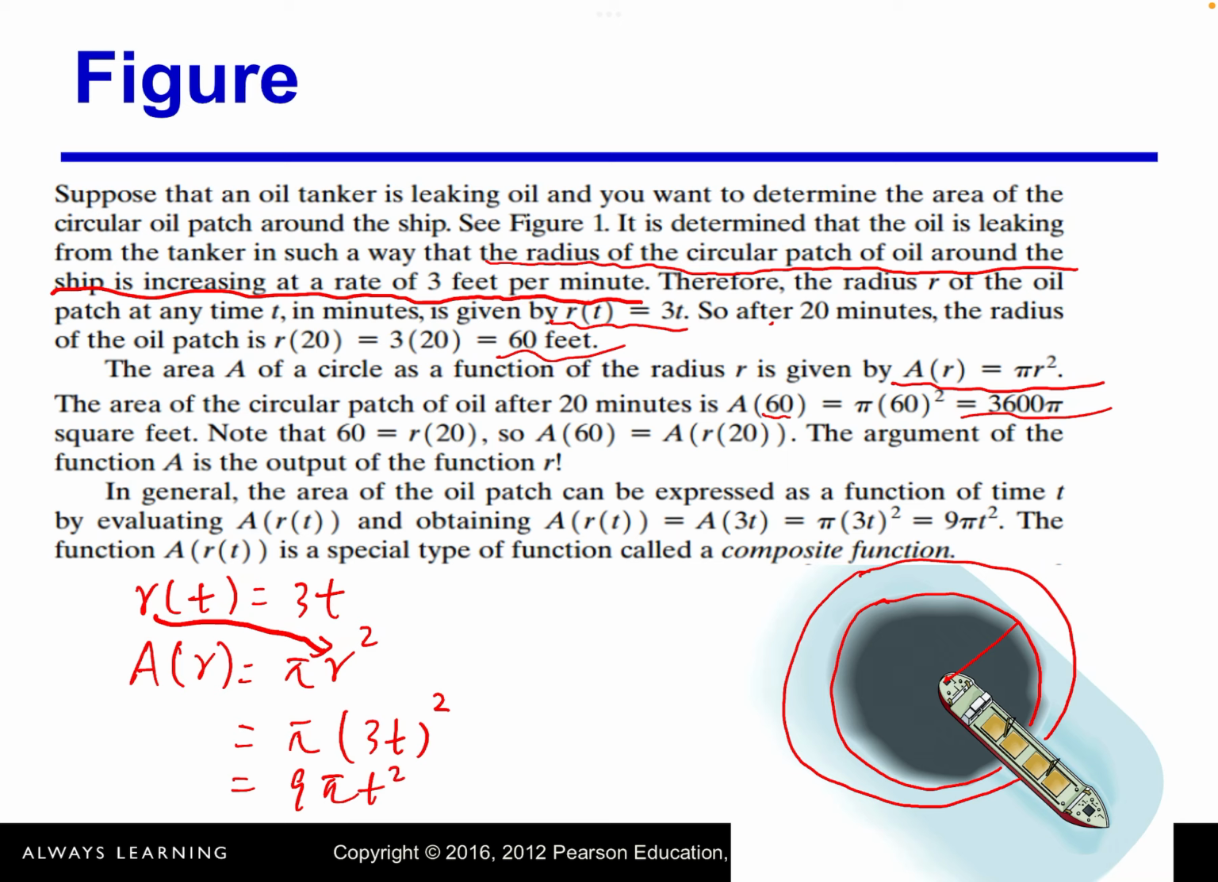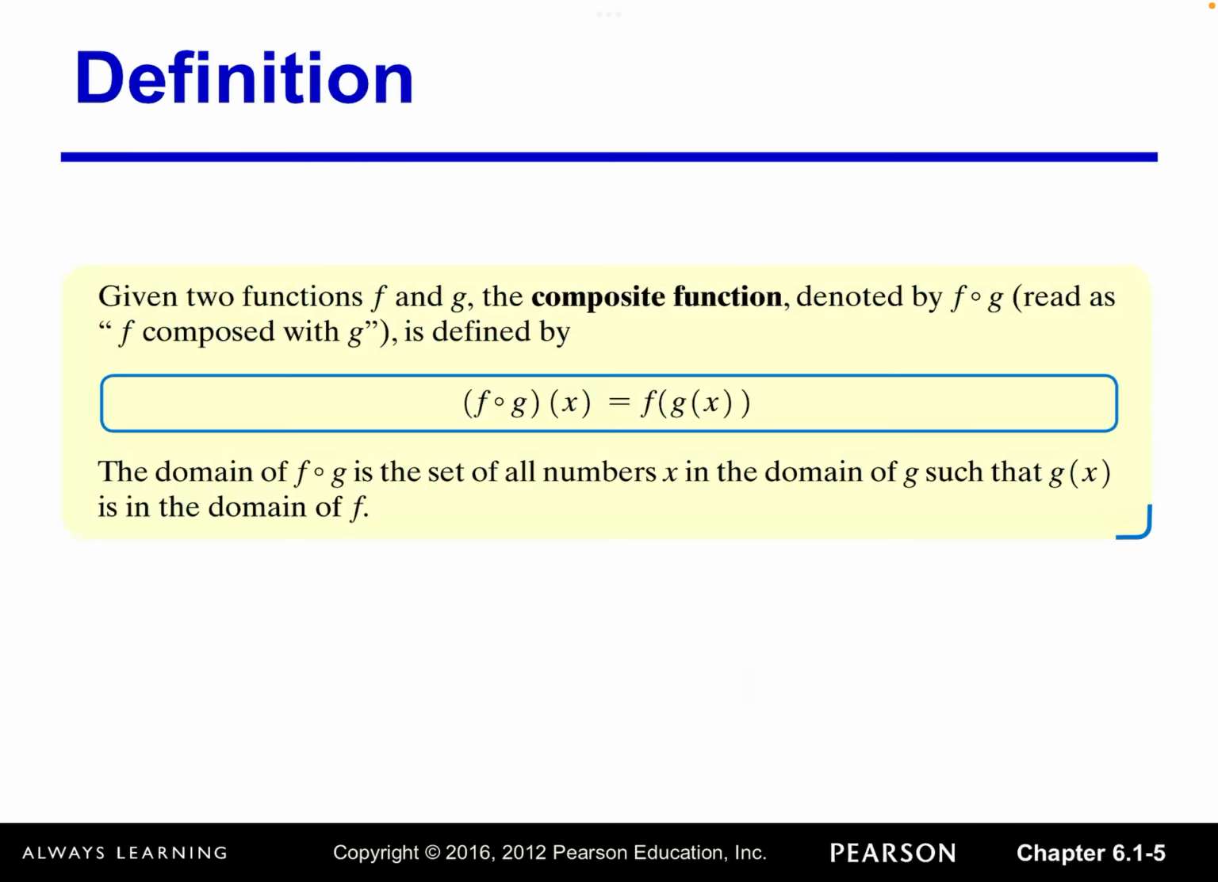This is what a composite function means. It involves two functions, and this function's input, r, is actually the other function's output. So we combine the two functions into one. That's why we call it a composite function. Now let's look at the definition. What is a composite function?